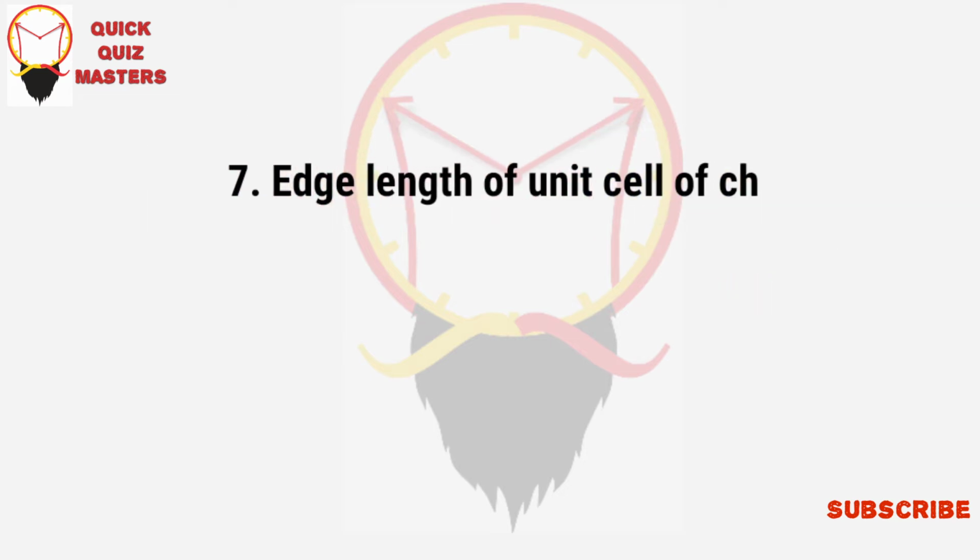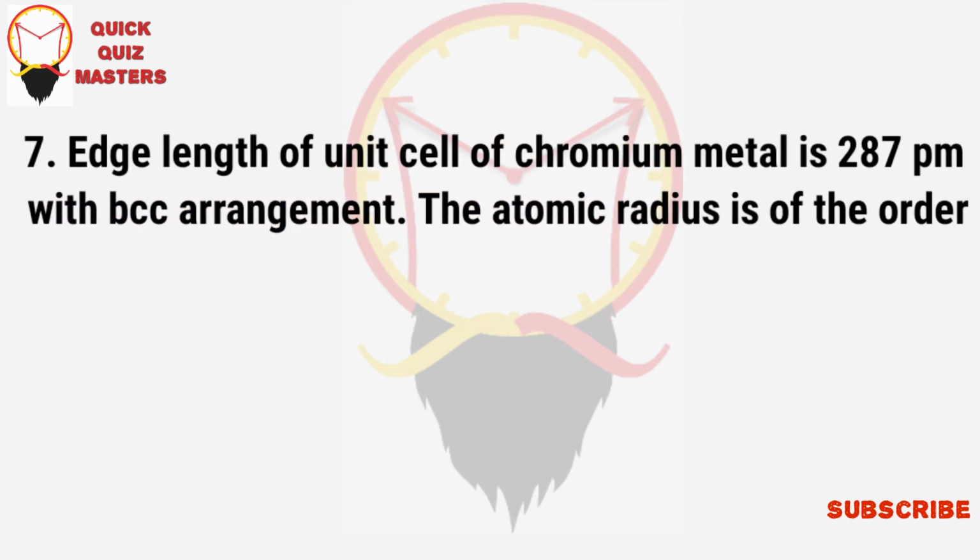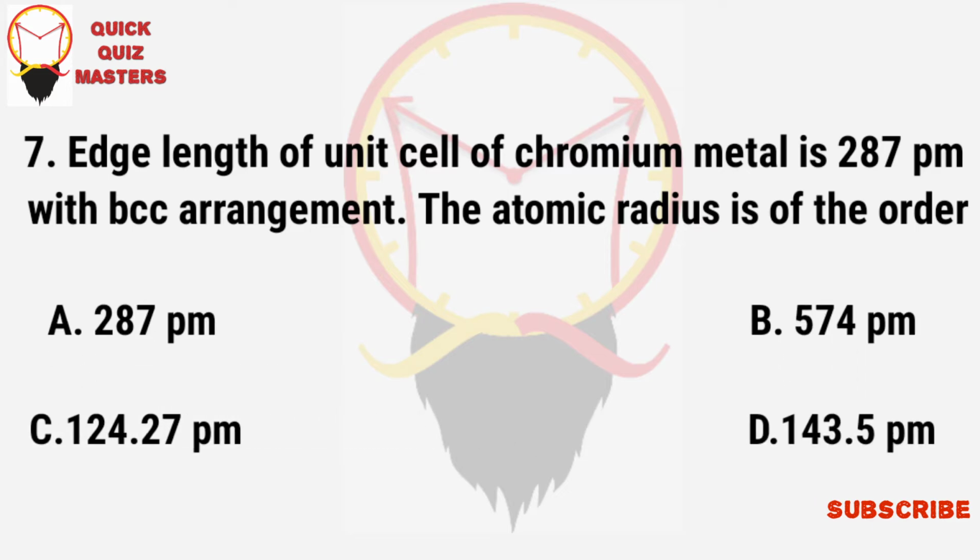Edge length of unit cell of chromium metal is 287 pm. With BCC arrangement, the atomic radius is of the order 287 pm, 574 pm, 124.27 pm, 143.5 pm.